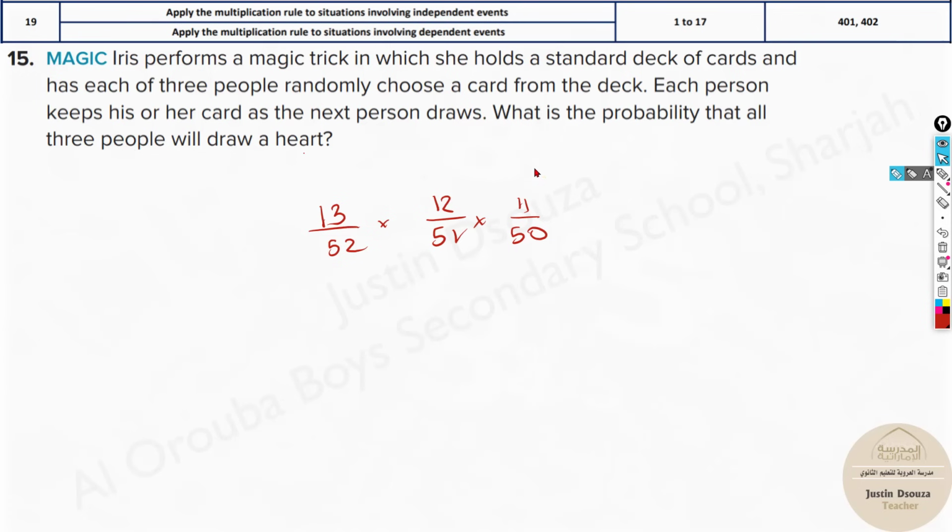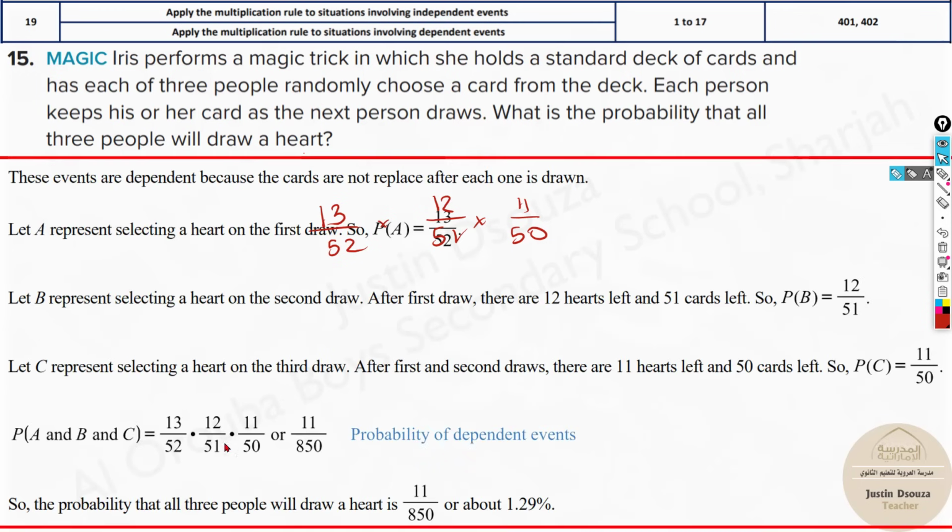You can write it as P(A), P(B), and P(C) and then solve it the way you can see it. So remember, as more cards are being drawn of the same suit, it reduces 13 to 11, and even the total number of cards goes 52, 51, 50. So it's 1.29%.